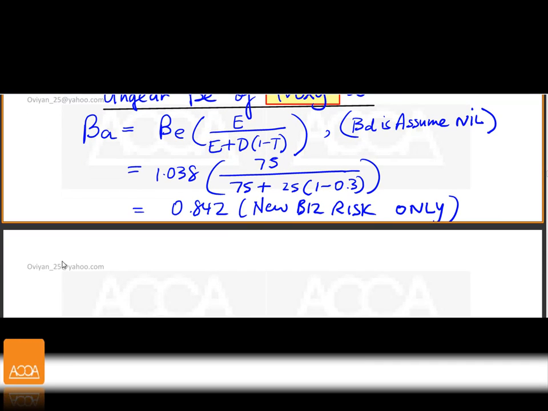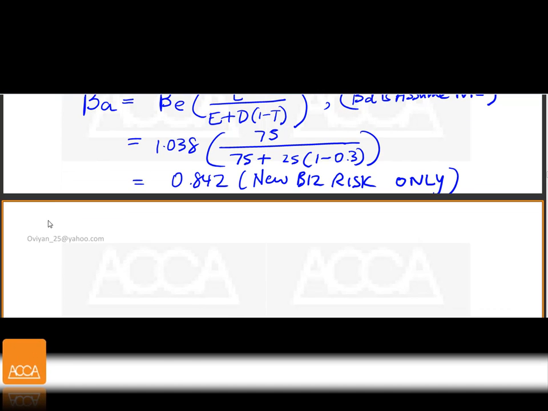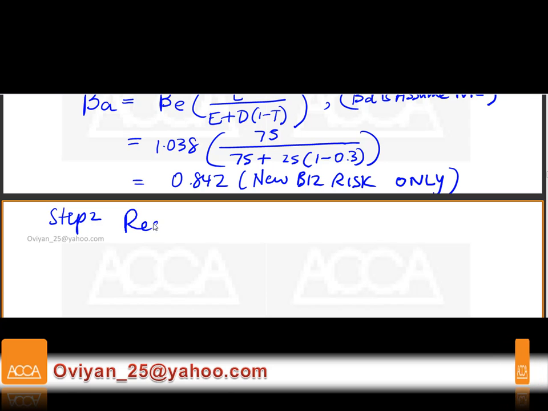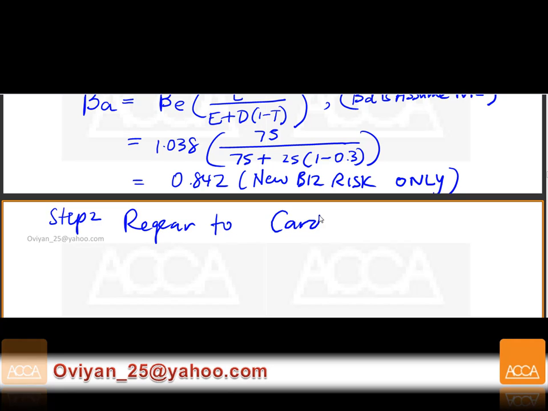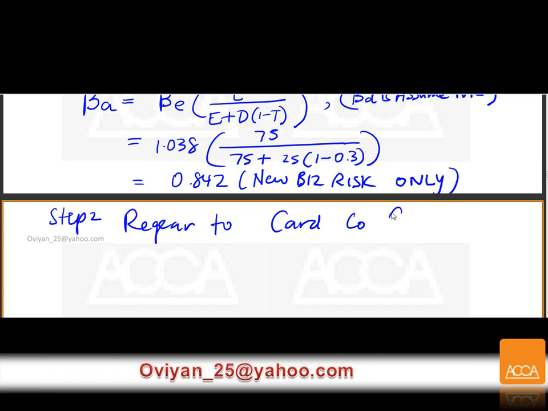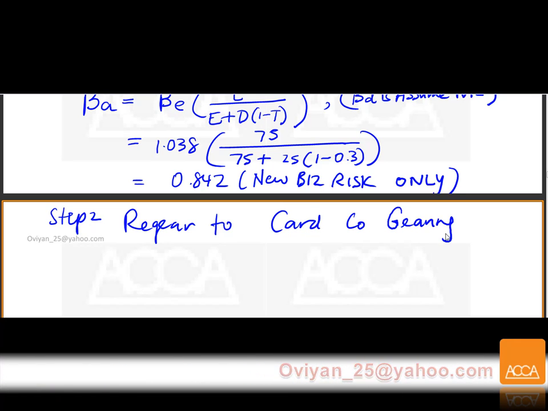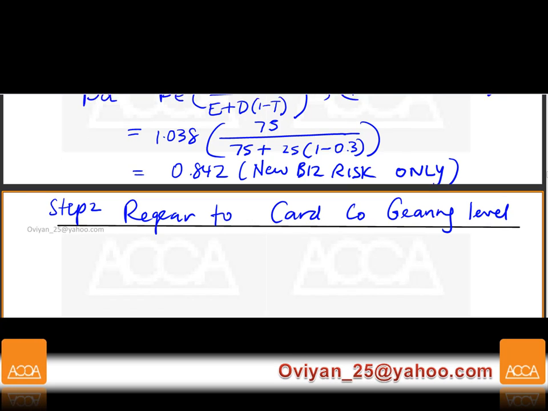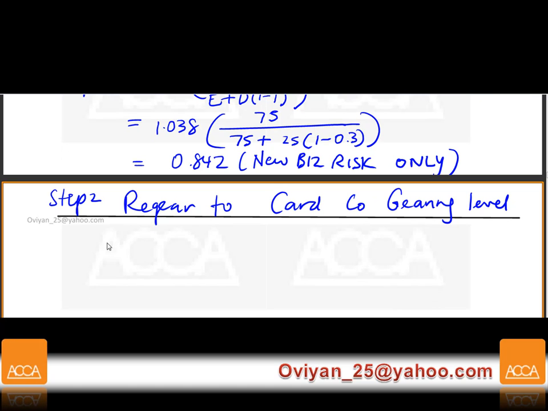Now the next step, what are we going to do? Step 2 is going to be re-gear to Card company gearing level. We're going to re-gear back to Card company's gearing level using the same formula. You don't have to write the formula again. One time is fine.